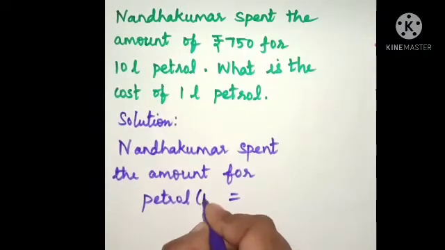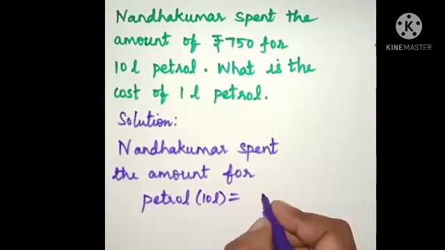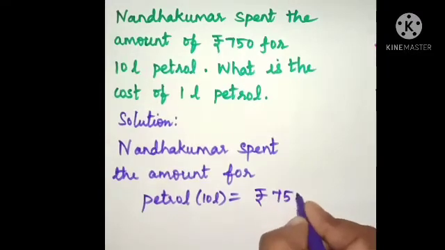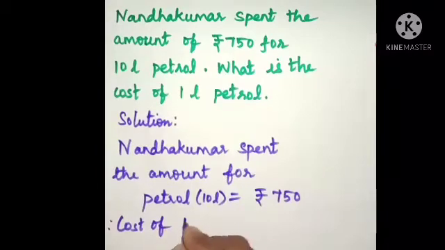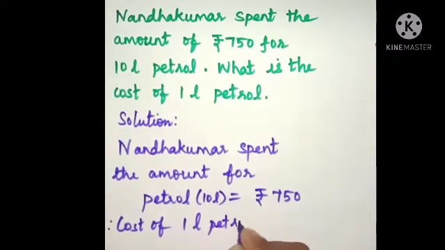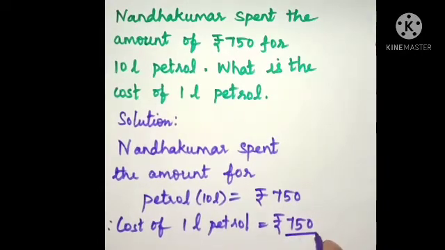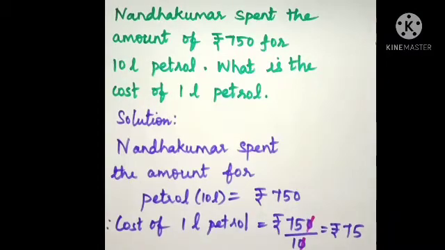The cost for 10 liters of petrol is rupees 750, and to get the cost of 1 liter of petrol we need to divide 750 by 10. That is, cancelling 0 and 0, we get 75. Therefore, the cost of 1 liter of petrol is rupees 75.